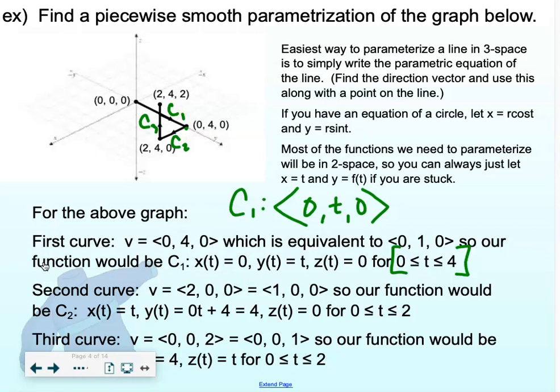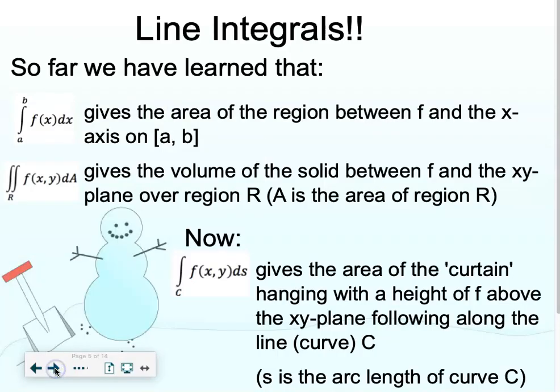The other thing to remember is that most of the time you're going to be parameterizing in two space, because these will be regions enclosed by curves on a plane, and you'll be using that to do stuff with a z above, like we've been doing before. So if you're ever stuck, you can just let one of the variables be t and plug it in for the other variable. You'll see that in a couple of examples down the page. It's not hard. You can always just let x equal t and y be f of t.